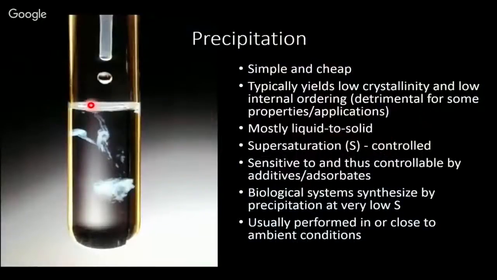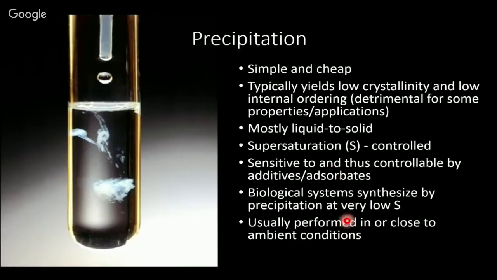Typically it's liquid to solid. This is how it usually works. You have a liquid with ions of one type dissolved, and then you add another reactant into the solution. The mixing of the two solutions creates a precipitation reaction. It's supersaturation controlled, which is one of the good things. And it is very sensitive to the addition of additives. The additives typically absorb onto the particles, and they can control the crystal growth. These could be proteins, sugar molecules, or soap molecules. These are the typical choices.